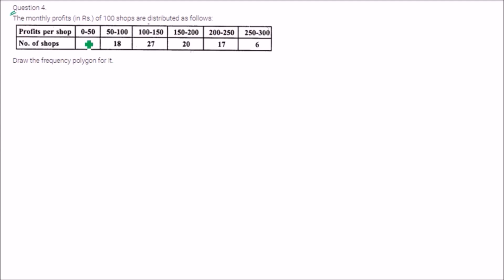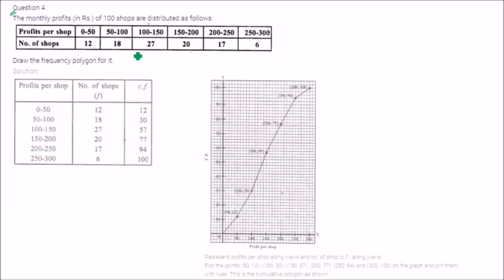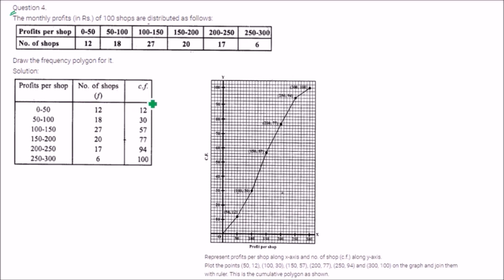Now the next question is monthly profit in rupees. 100 shops are distributed like this. We have to find out the frequency polygon. Now first of all, we have to compute the cumulative frequency. So this is 12, 12 and 18 is 30, 30 plus 27 is 57, 57 plus 20 is 77, 77 plus 17 is 94, and 94 plus 6 is 100.